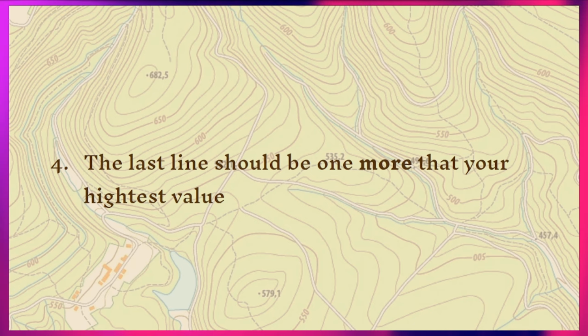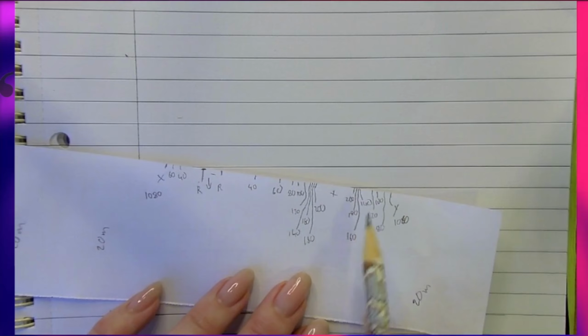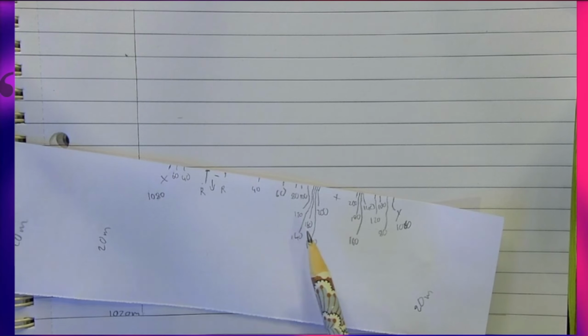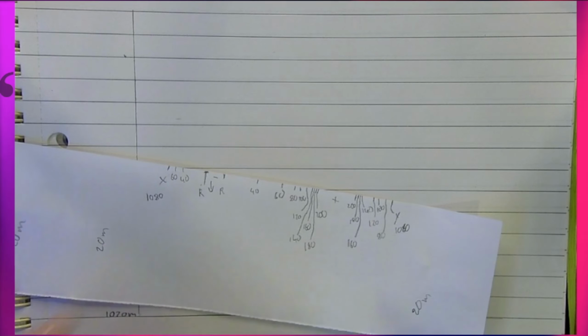Your highest line should be 1 interval more than your maximum value. If you remember, our maximum value was 1,200, not 2,000, 1,200. So our highest line should be 1 interval above that, so that's 1,220.